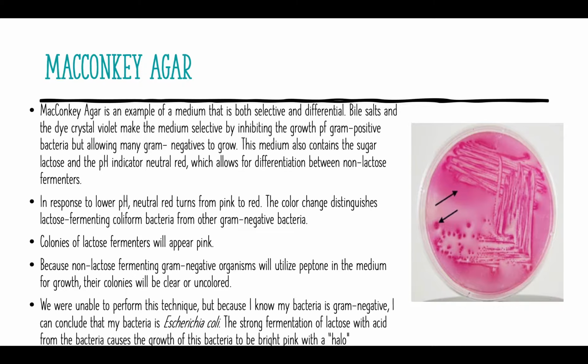MacConkey agar is an example of a medium that is both selective and differential. Bile salts and crystal violet make the medium selective by inhibiting the growth of gram-positive bacteria but allowing many gram-negatives to grow. This medium also contains the sugar lactose and the pH indicator neutral red, which allows for differentiation between lactose fermenters and non-lactose fermenters. In response to lower pH, neutral red turns from pink to red. The color change distinguishes lactose-fermenting coliform bacteria from other gram-negative bacteria.